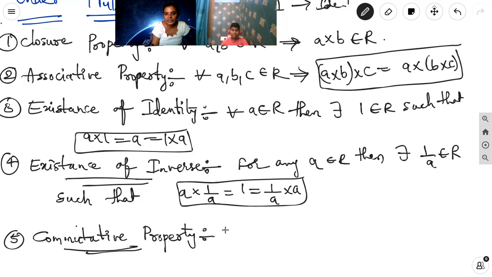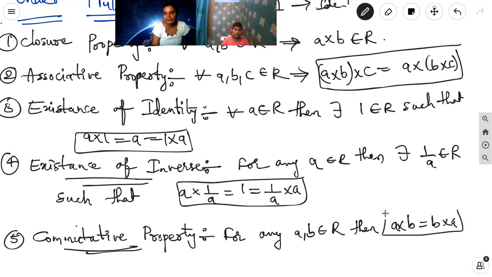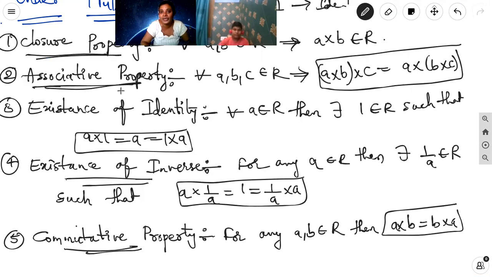Commutative property means for any a, b belongs to R, a into b equals b into a. It is the commutative law. You should remember all the laws. Closure means the product of any two elements. Associative means the product of three elements in a different order.